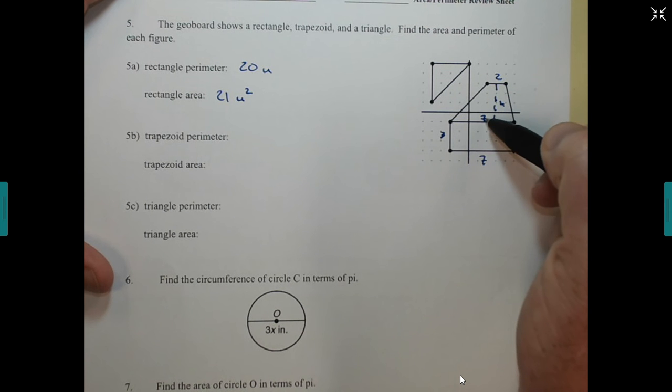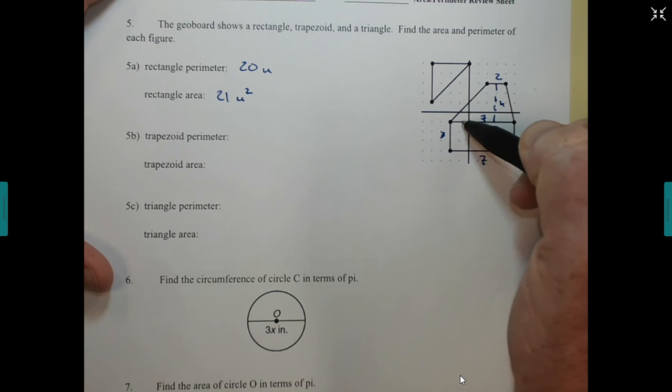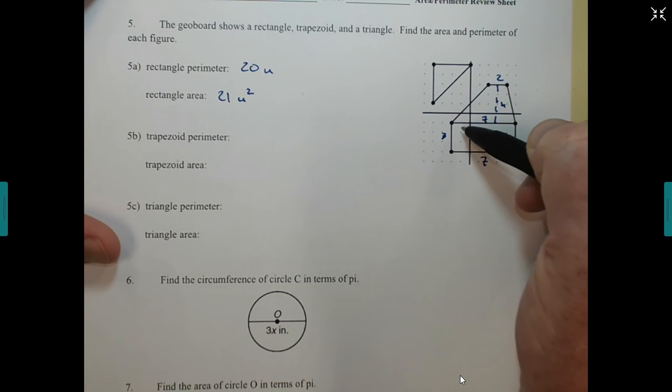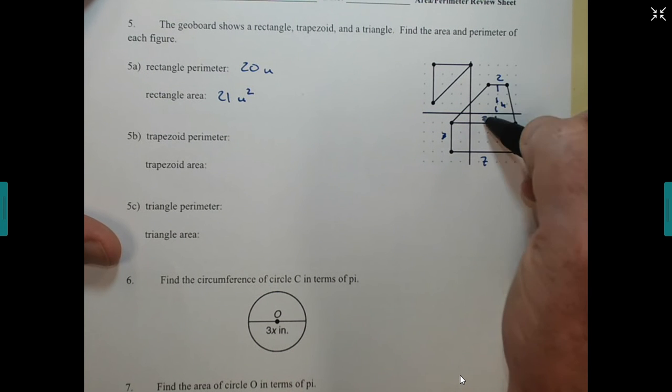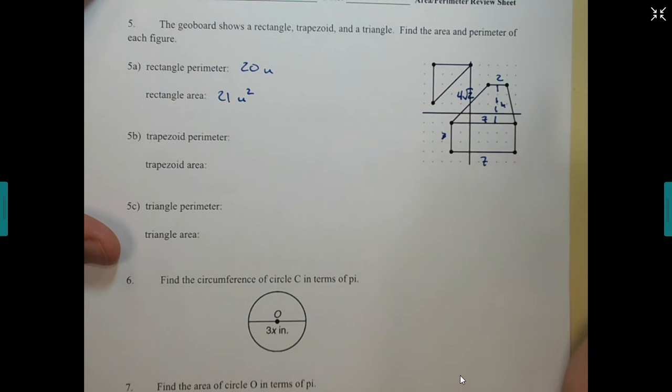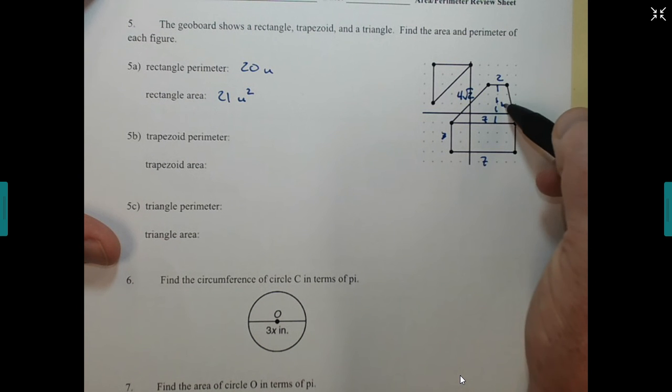I've got 4 for the height here, and I got 1, 2, 3, 4. So this is actually a 45, 45, 90 triangle, or you can use Pythagorean theorem. So if that's 4 and 4, then this is 4 square root of 2. This is not a special right triangle.